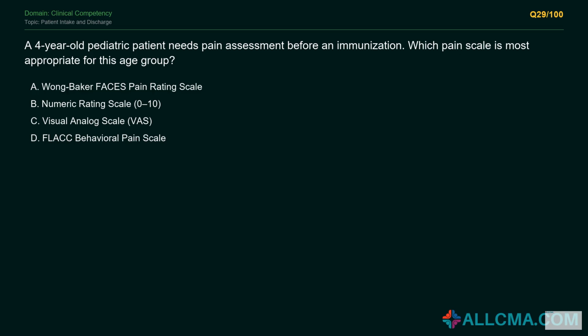Question 29. A 4-year-old pediatric patient needs pain assessment before an immunization. Which pain scale is most appropriate for this age group? Option A, Wong-Baker Faces Pain Rating Scale. Option B, Numeric Rating Scale, 0 to 10. Option C, Visual Analog Scale, VAS. Option D, FLACC Behavioral Pain Scale.